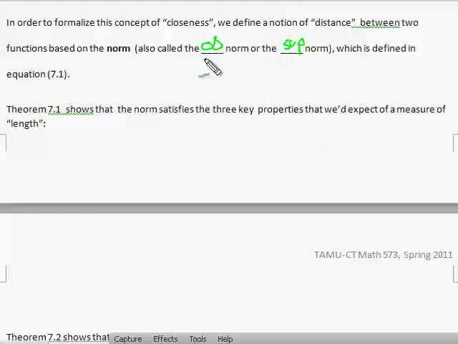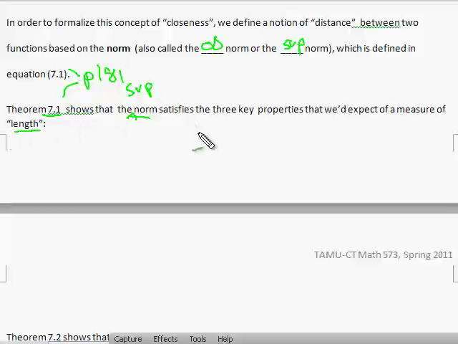Okay, the actual definition of the sup norm is given in equation 7.1, and that's on page 181. And you can see that it depends on the supremum of the function value. So it's very close to the notion of distance between two functions that I gave previously. Now, theorem 7.1, also on page 181, shows that this sup norm satisfies three key properties that we'd expect of a measure of length.